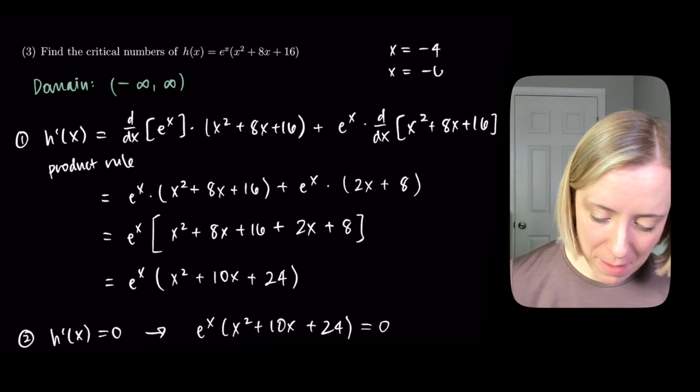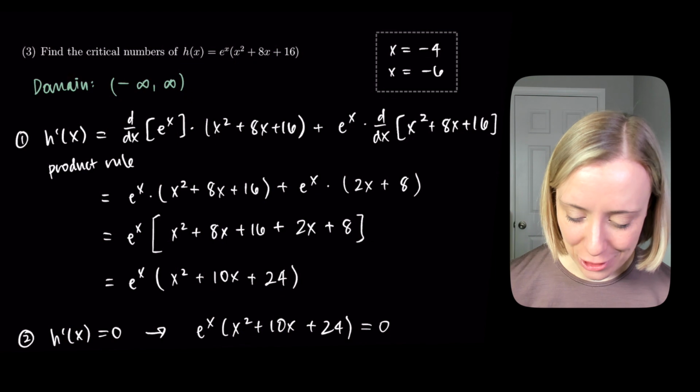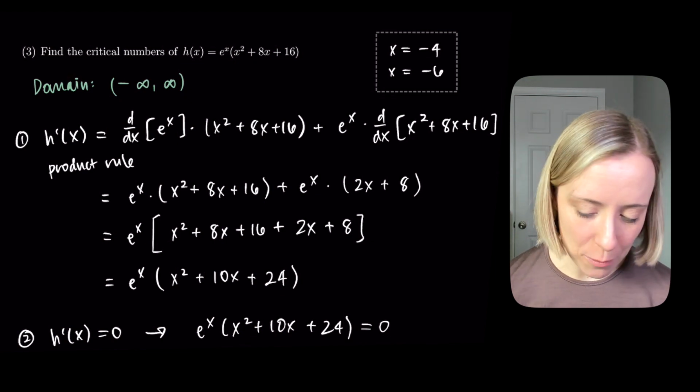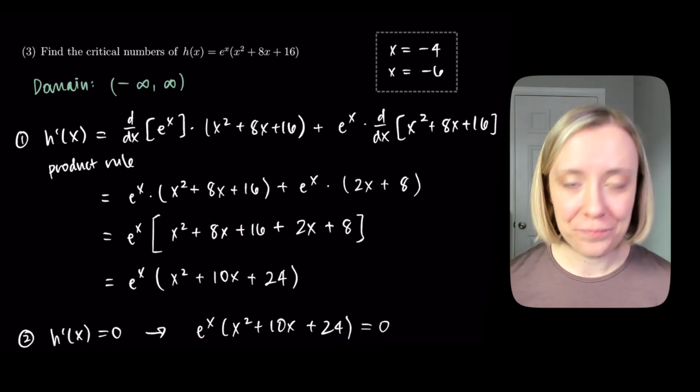So I guess I saved maybe the more straightforward one for last. That one wasn't too bad. We didn't have to check the domain. We didn't have any values that were undefined.